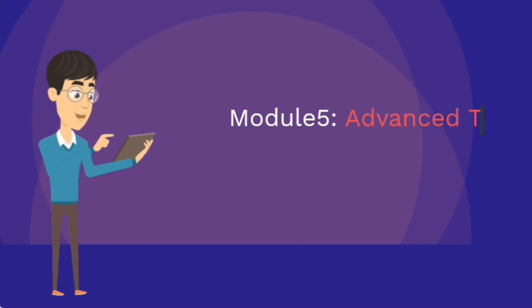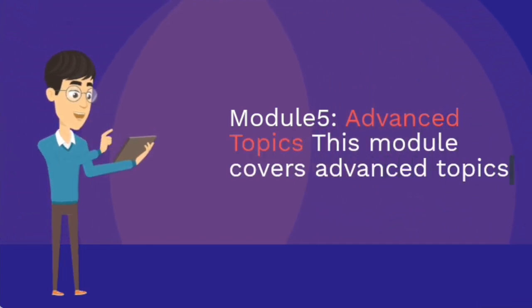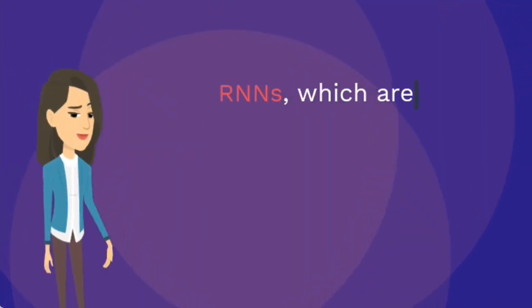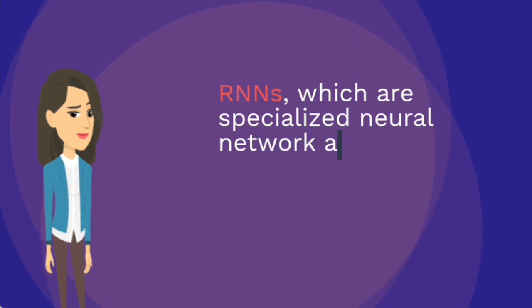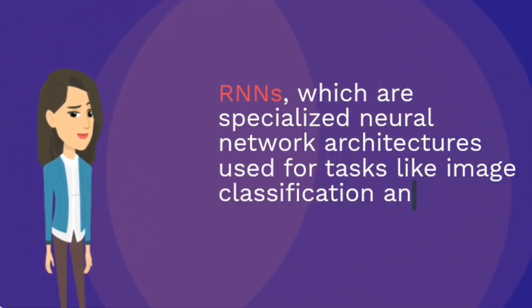Module 5. Advanced topics. This module covers advanced topics such as CNNs and RNNs, which are specialized neural network architectures used for tasks like image classification and natural language processing.